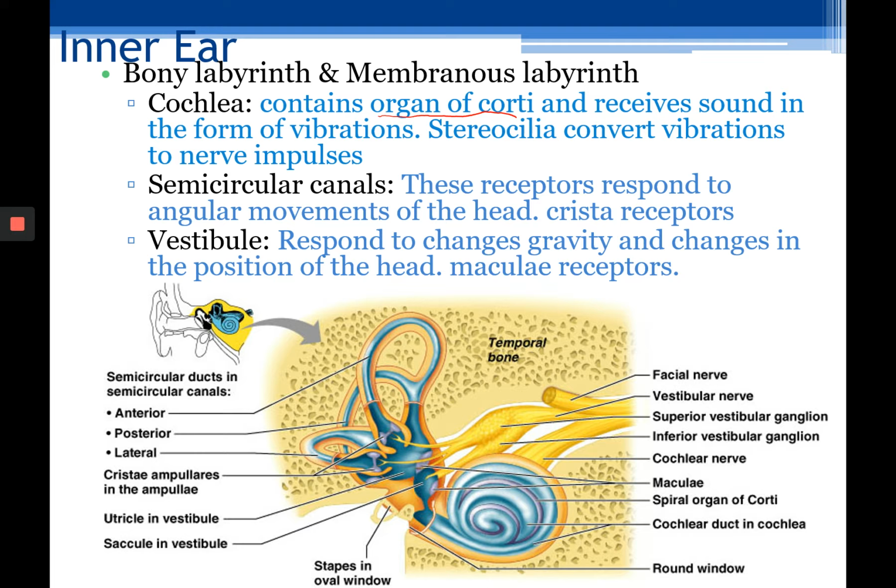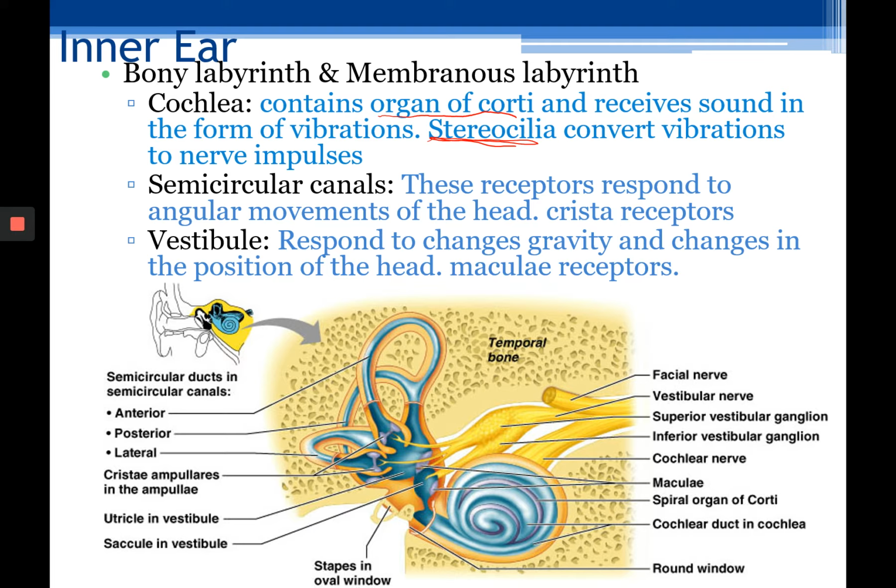That's the organ of hearing, and that receives sound in the form of vibrations. Stereocilia, kind of tiny hairs of the organ of Corti, are able to convert vibrations to nerve impulses. They act sort of like mechanoreceptors. They're going to distort the membrane of the cells of the organ of Corti.